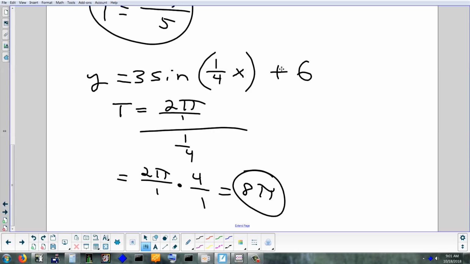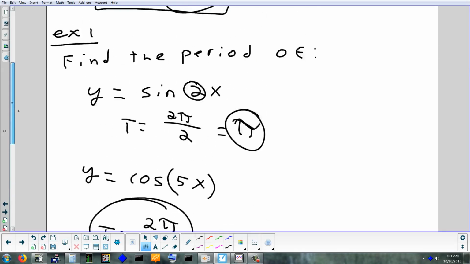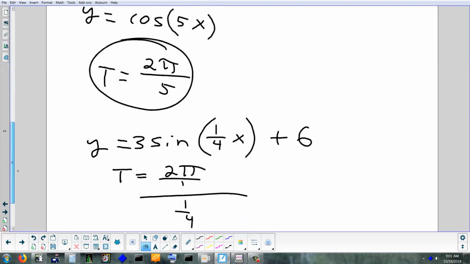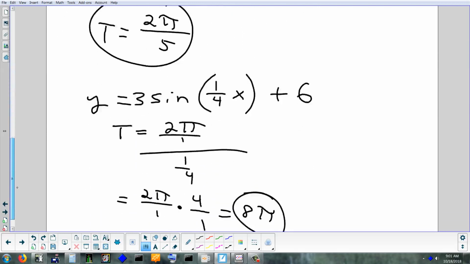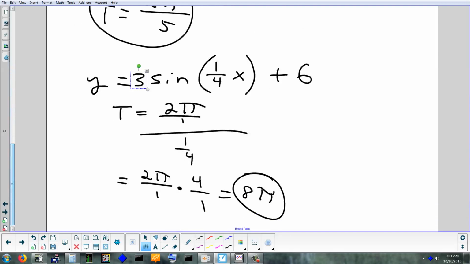Any questions on that? How many questions on the test? 10. So there's 6 graphs, and then there's 2 questions that say find the period, and then there's 2 questions that say find the amplitude. So let's say I gave you this last one right here. What's the amplitude of that one? 3. Yep.